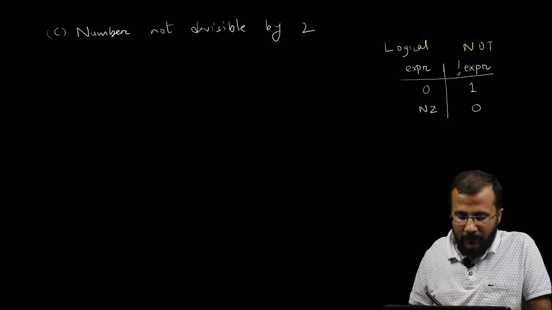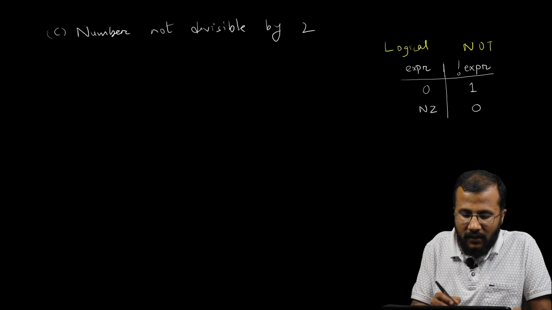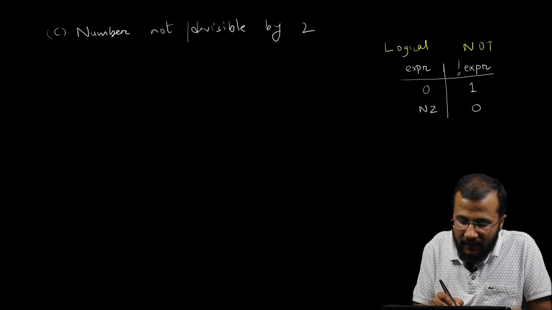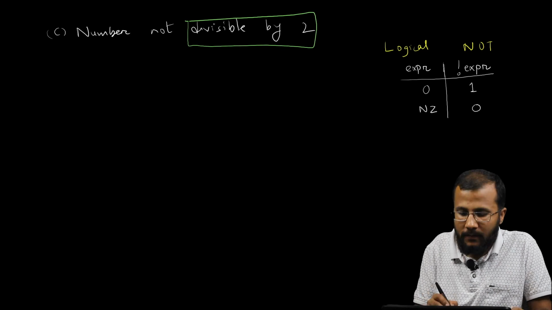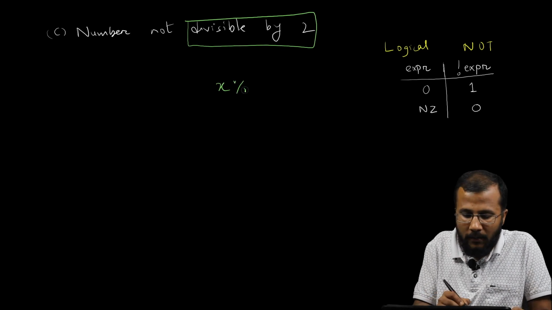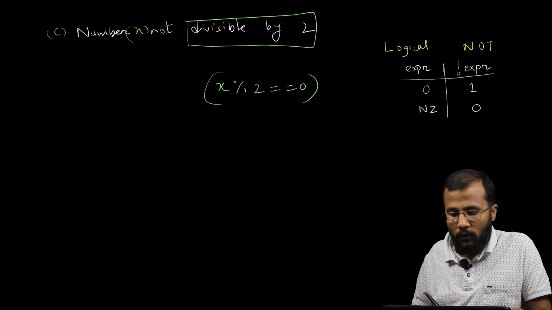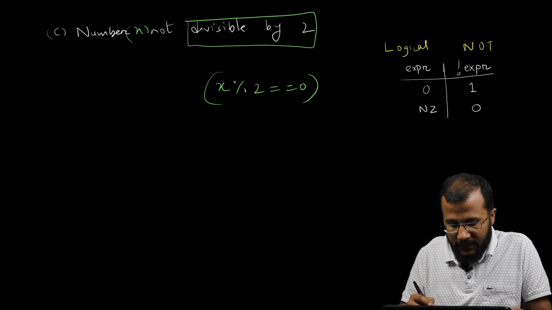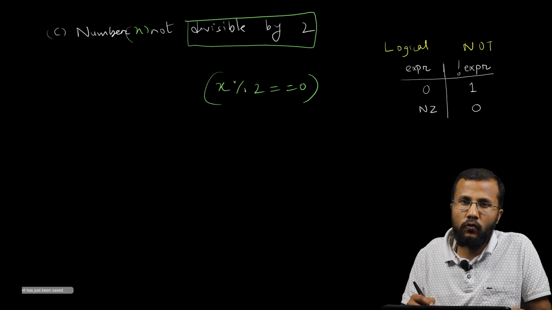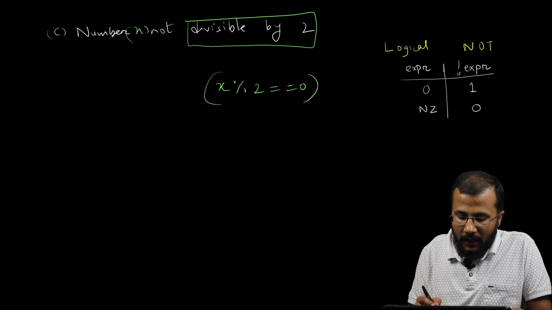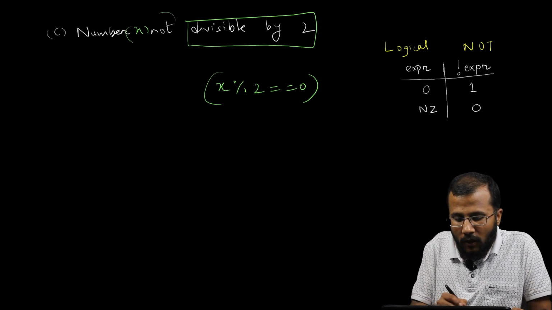Now this is the final example wherein you are supposed to decide if the number is not divisible by 2. First of all, let's see how I write an expression that a number is divisible by 2. It's very simple. Let's say the number is x: x mod 2 equals 0. This expression will let us know if the number is divisible by 2. It is divisible by 2 if the output is true, and it is not divisible by 2 if the output is false.